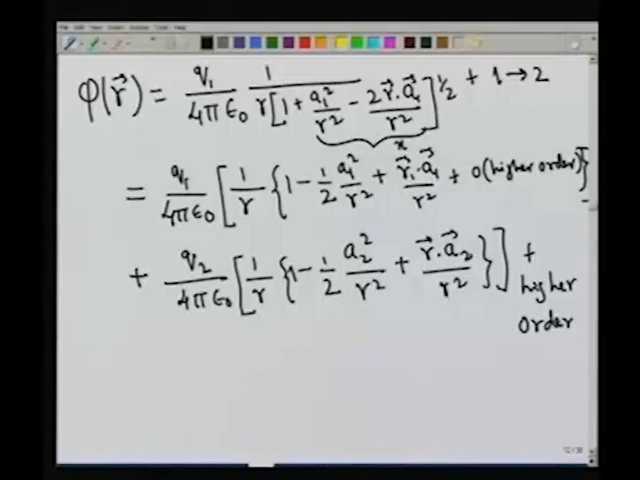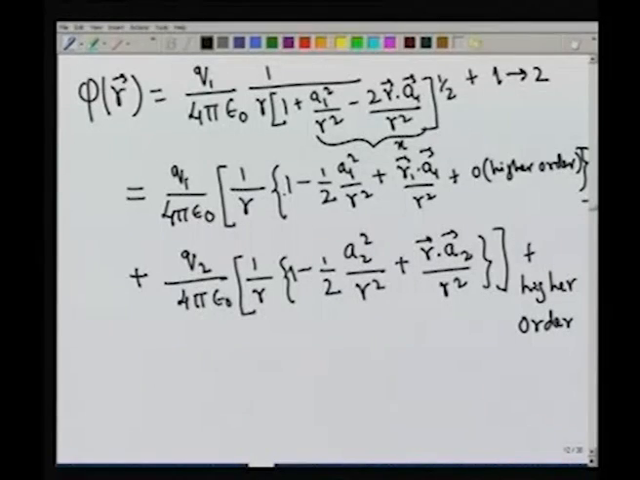and now let me start collecting the terms. Now I am going to arrange the terms in the decreasing order of contribution. So you can easily see that there are powers of R. The first one is of the order 1 over R. The second term is of the order of 1 over R cubed. The third term is of the order 1 over R squared, because there is a R dot A sitting here.